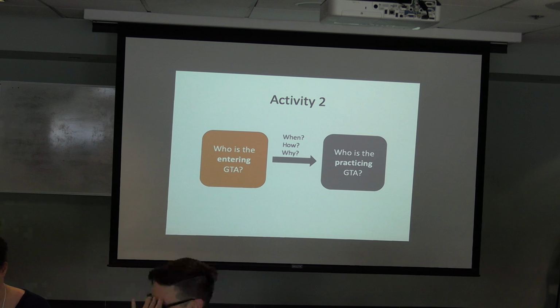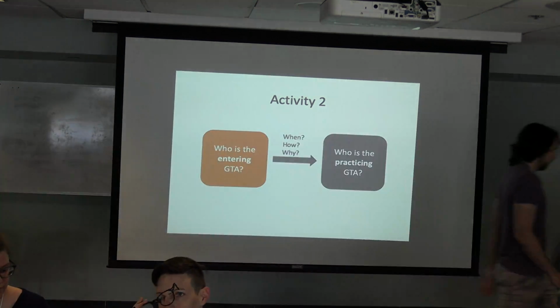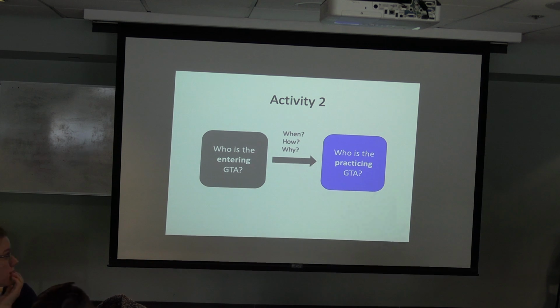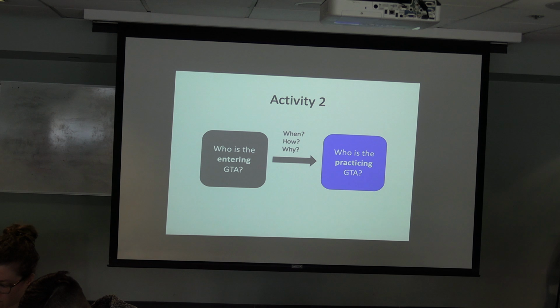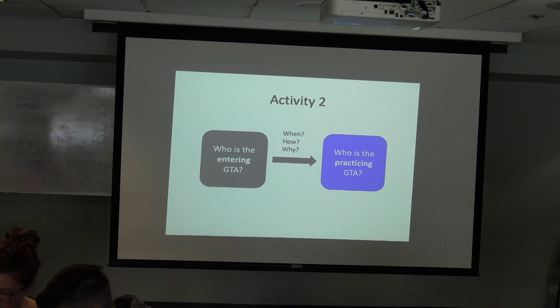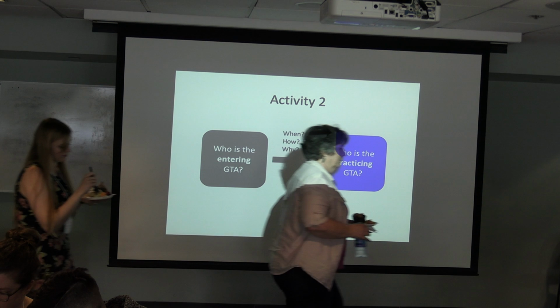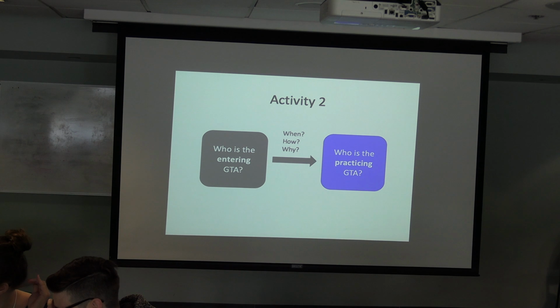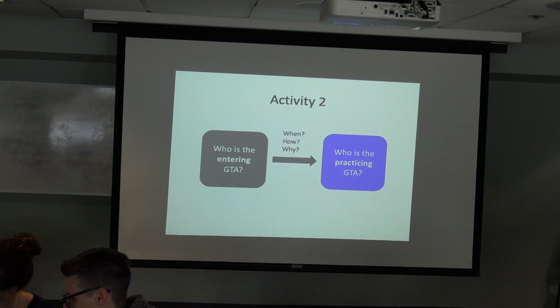So now that we've identified our entering GTA, and we've had some practice with this by describing ourselves, the next part that I want you to focus on is who is the practicing GTA, or who do you want the practicing GTA to be? This could be very similar to your ideal TA, but it does not necessarily have to be. I'm hoping that they would have some traits in similarity with your ideal TA, but it is not necessary. So take another 5 minutes and think about who is going to be the practicing GTA. And you can probably guess where it's going to go after that.